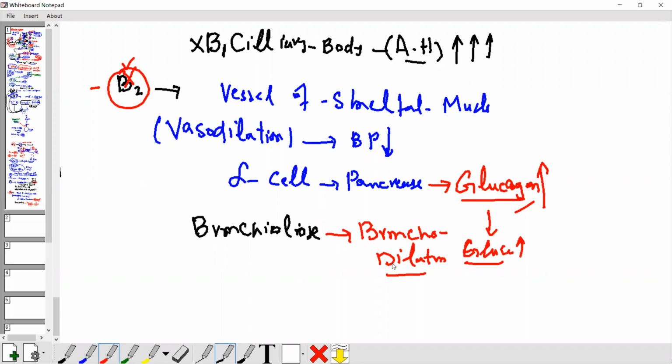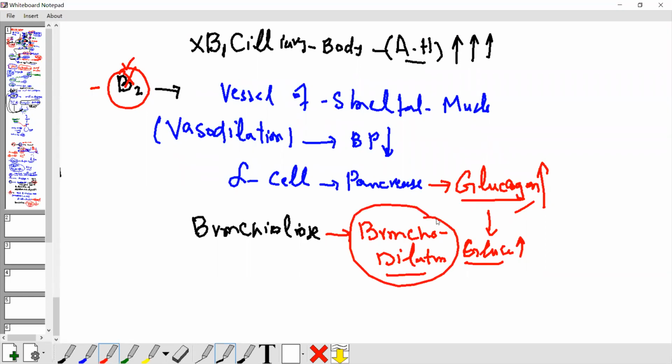Why good for asthma? Because they block M3. What is the function of M3? M3 in the respiratory system causes bronchoconstriction. So if you block M3, it is good for asthma. Done. Okay, now come to the sympathetic system. Sympathetic beta 2 receptor on bronchioles causes bronchodilation.